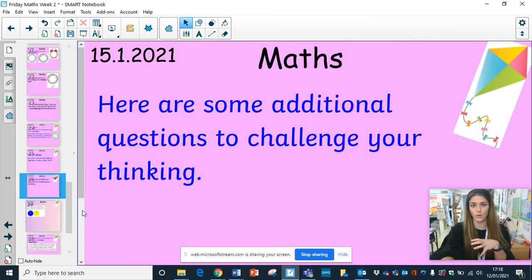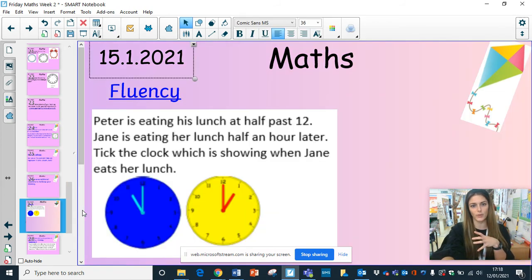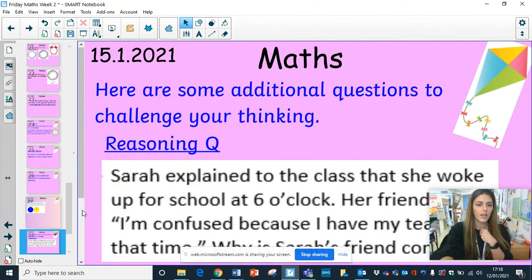And there are some additional fly high challenge questions for you if you want to try these. So here, Peter is eating his lunch at 12:30. Jane is eating her lunch half an hour later. Tick the clock which is showing when Jane eats her lunch. So that's one of your challenges if you want to fly high today. And there's also another question here.